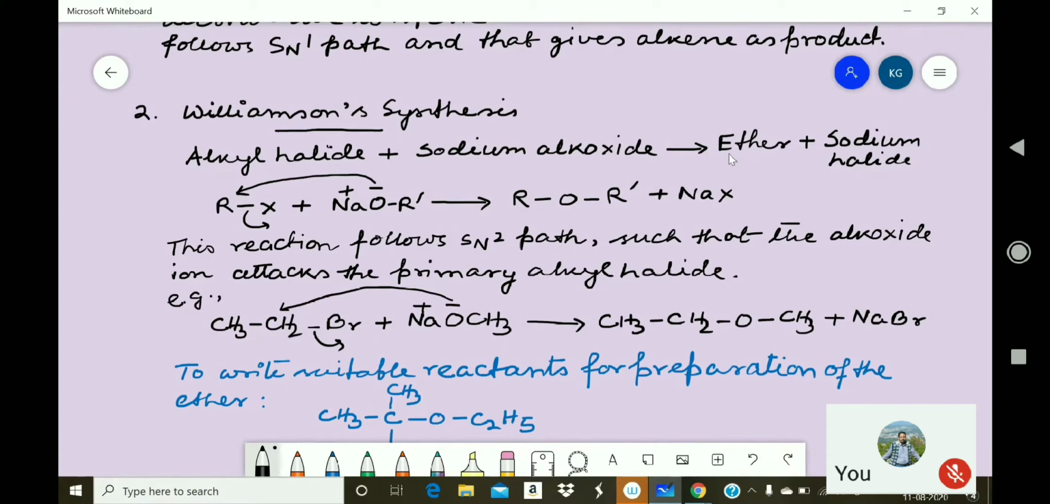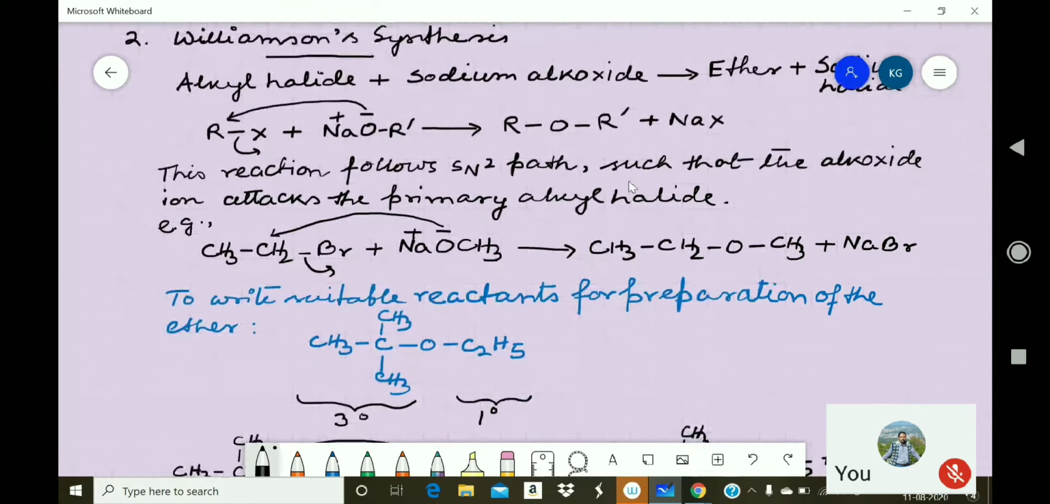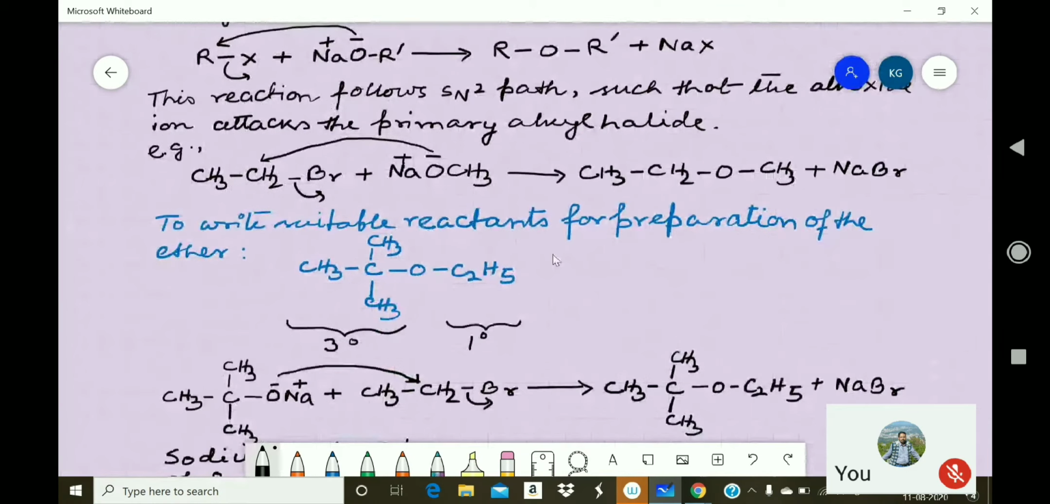Here we can follow that the SN2 path is also followed. The alkoxide is going to attack this alkyl group, and it will be suitable if this alkyl group is a primary alkyl group, and therefore we can get the ether in this way following the SN2 pathway. As an example, when ethyl bromide is treated with sodium methoxide, we can get this asymmetric ether, that is ethyl methyl ether or methoxyethane.